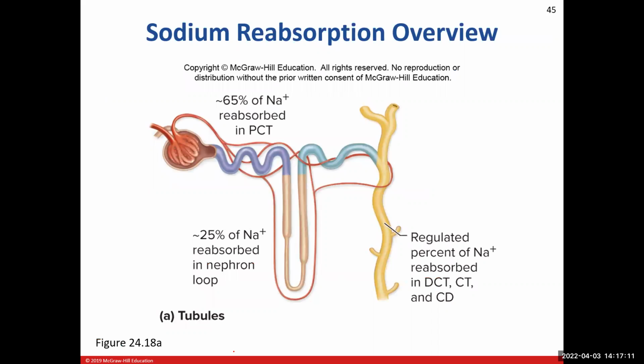So here's a quick picture of our sodium resorption. Keep in mind, the majority of sodium will be resorbed here in the proximal convoluted tubule, about 65%, and 25% in the loop of Henle, or our nephron loop. And then what is going on in our body, whether we are hydrated or dehydrated, will determine what amount of sodium is resorbed and what amount will be excreted. And so that is going to include our distal convoluted tubule, our collecting tubule, and the collecting duct.